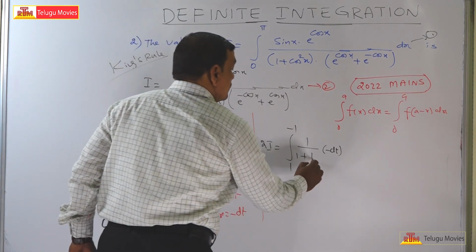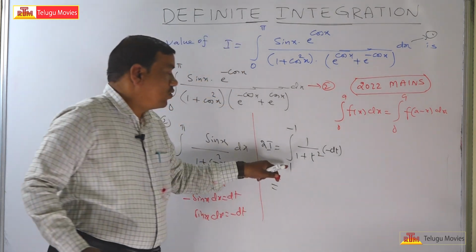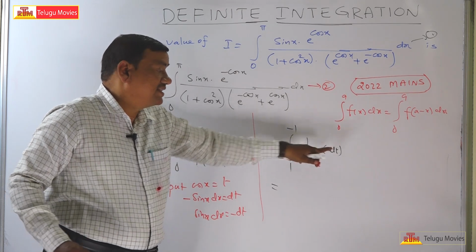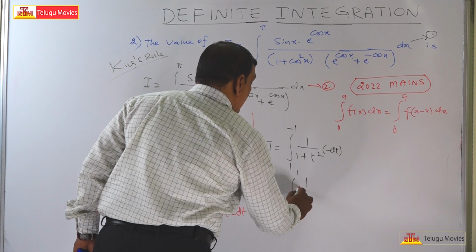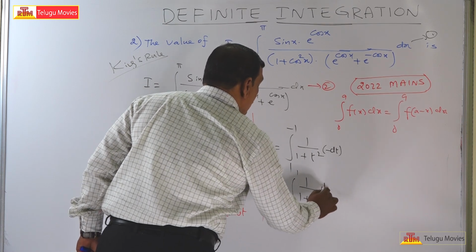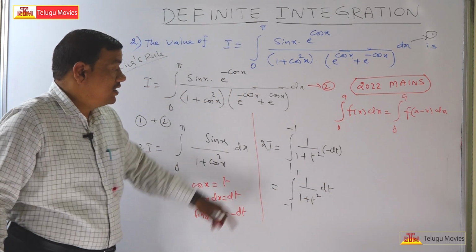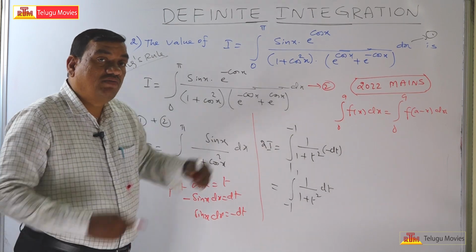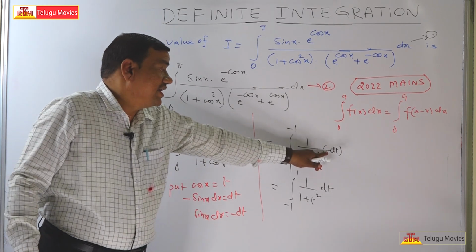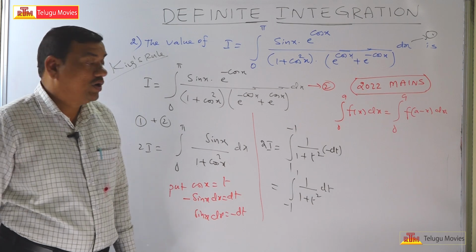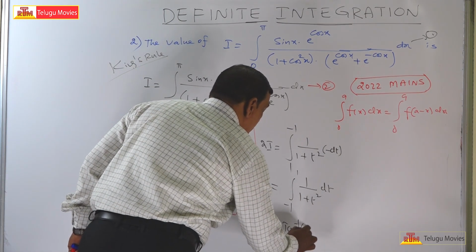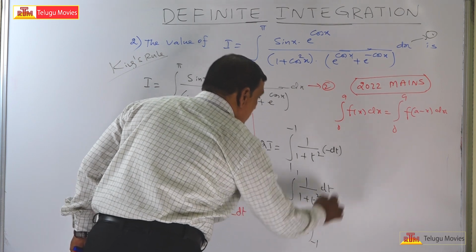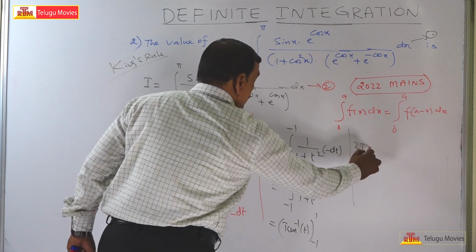Take the minus sign, we can write it by applying the property as integral of 1 by 1 plus t square dt. Now the upper limit and the lower limit will be interchanged by using that minus 1. So this is equal to tan inverse of t between the upper limit and the lower limit. So this is equal to 2I is equal to.